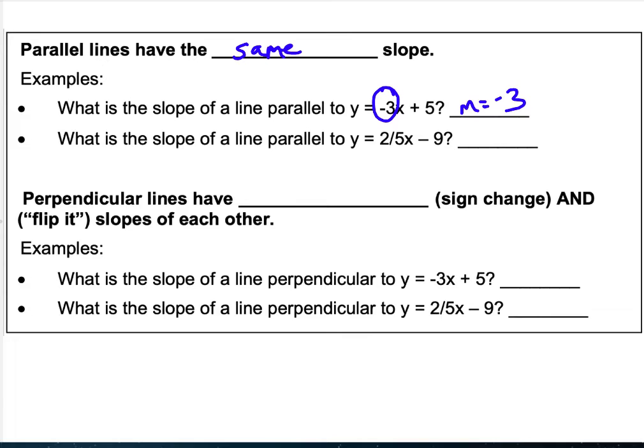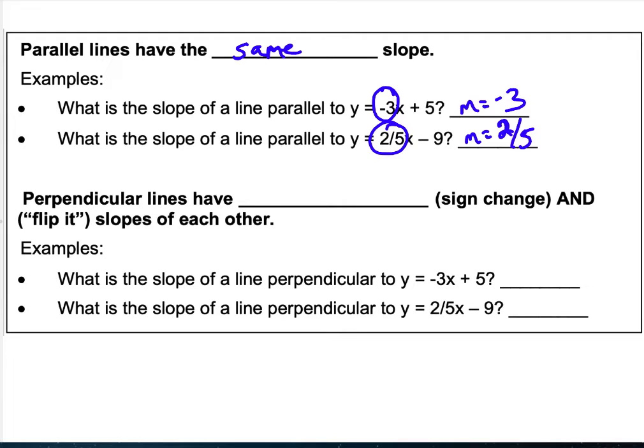The slope of a line that's parallel to y equals 2/5 x minus 9? Well, we're going to take that slope, and that's going to be the slope of our parallel line. So if they are parallel, their slope is identical. It's exactly the same. It's just a different y-intercept. So it's just crossing the y-axis at a different point.